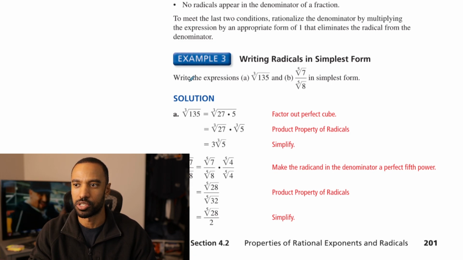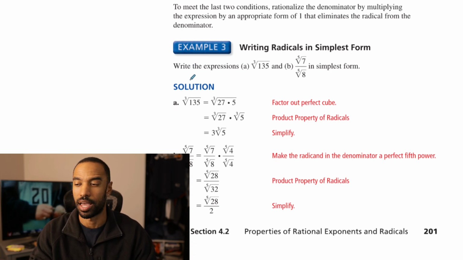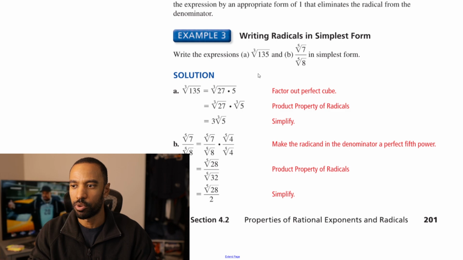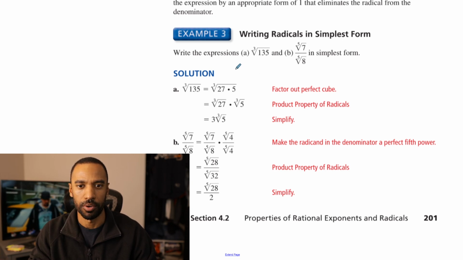So we'll talk about rationalization, but not just of square roots. They're also that of cube roots and all that, and fifth roots. Write the expressions here and here in simplest form. When we take the cube root of 135, it's like taking the square root of 135.